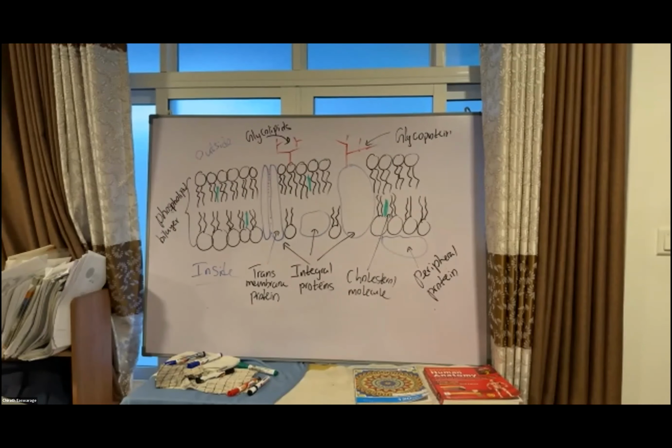So what did I have? Hold on. So yes, we have integral proteins and peripheral proteins. And then we have cholesterol, yes, we have glycoproteins and glycolipids, yes. That's basically it. Now I will start explaining, okay?